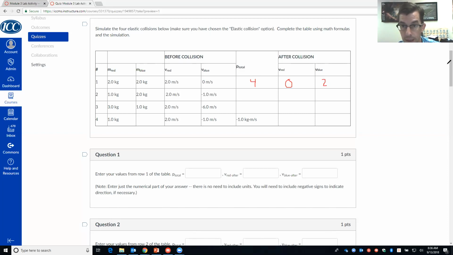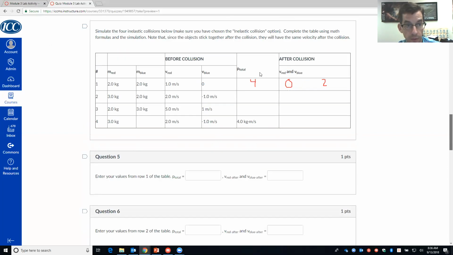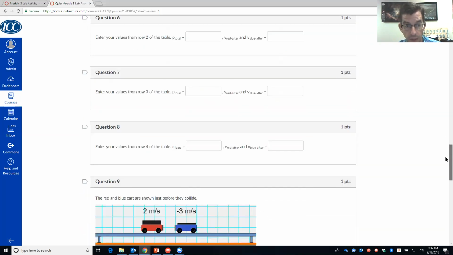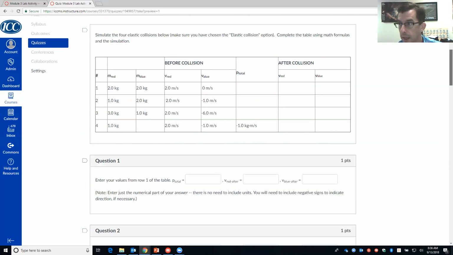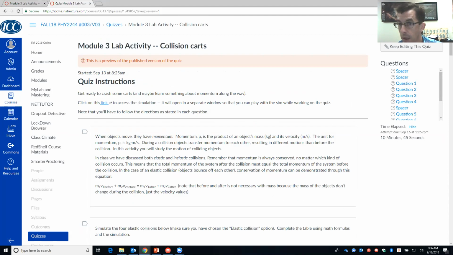Remember, these were elastic collisions. When you continue on through the quiz, notice there's going to be another table. In this case, the difference is you want to select the inelastic collision for the next table. Let me get rid of all my drawings here. And then, like I mentioned in the video, once you've filled out those tables, there's a couple of conceptual questions at the end. Other than that, that should pretty much take care of all the questions on the quiz. So anyway, hope that's useful.